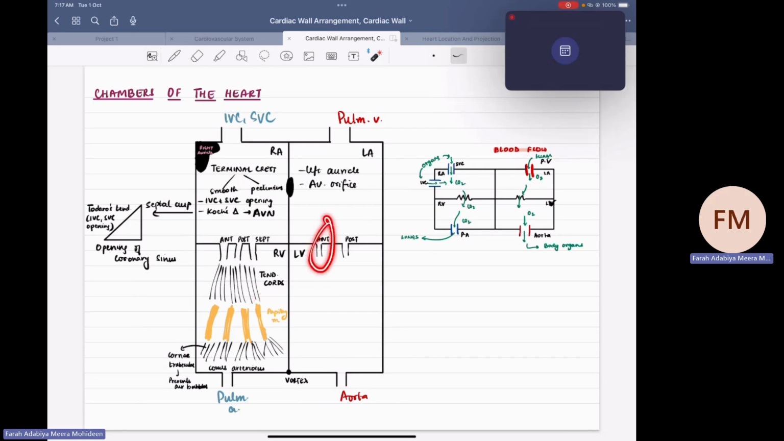The difference is just the cusp, because in the left you have anterior and posterior, so it's a bicuspid valve. And your left atrium is also very similar to the right atrium, but none of these are present because your SA node and AV node are only present in your right atrium.